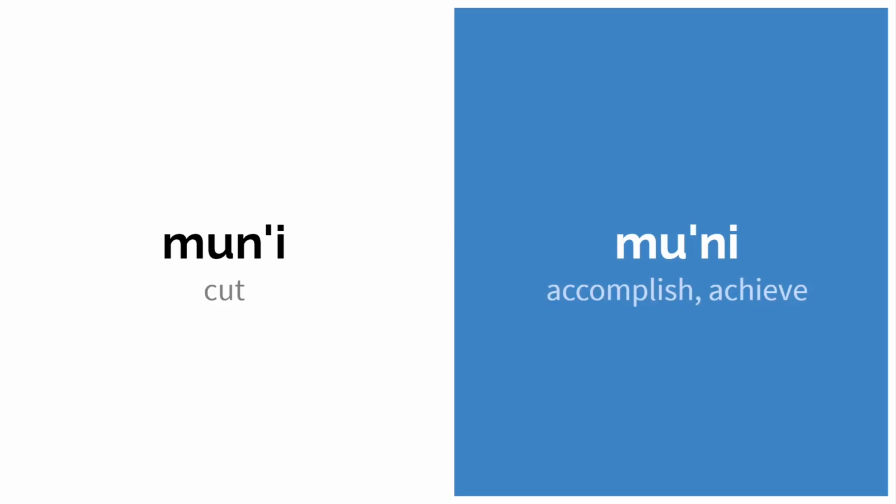Mun-i versus mu-ni. I read it one more time. So we have two verbs here again. Mun-i, to cut, and mu-ni, which means to accomplish or achieve. So you see very clearly that the diphthong is at different places, but also the stress is different. Mun-i is stressed on the last syllable, but mu-ni is stressed on the first syllable. I again have two sentences for you.